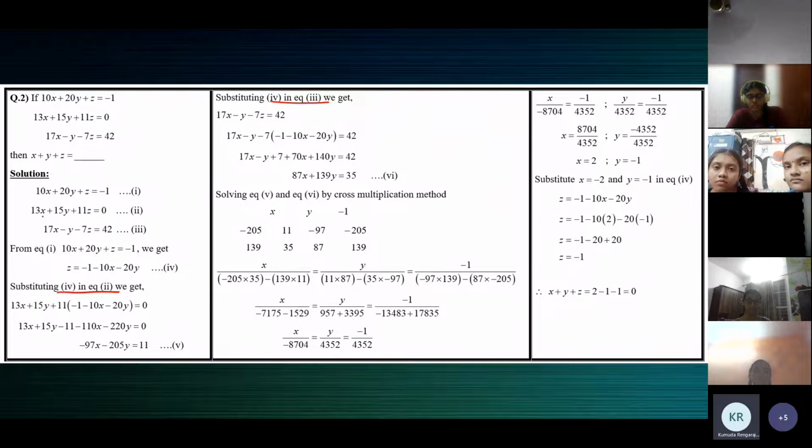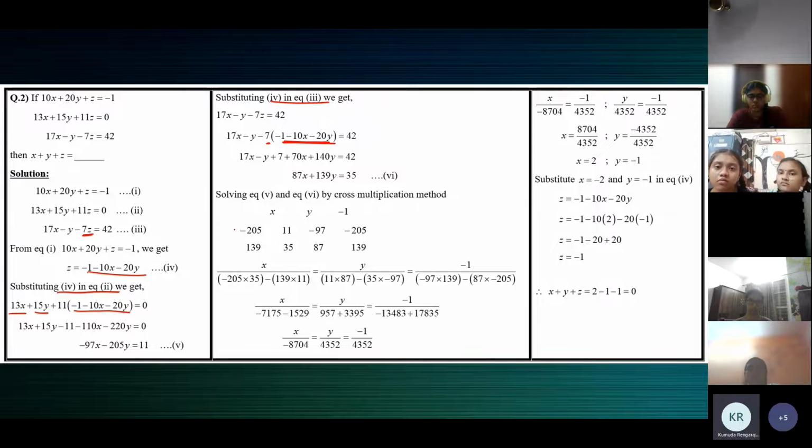When you use it in 2, that means 11z. See here 13x, 15y, 11z. Instead of z, use this. And the third equation also, instead of z, 7z. Instead of z.